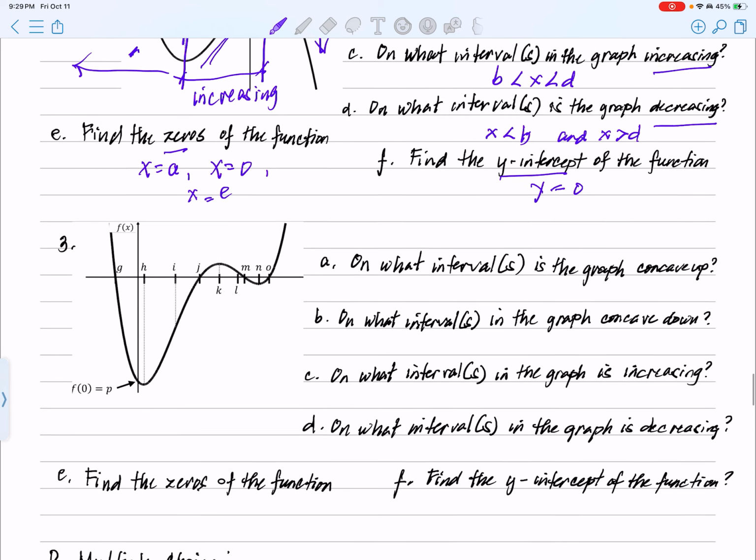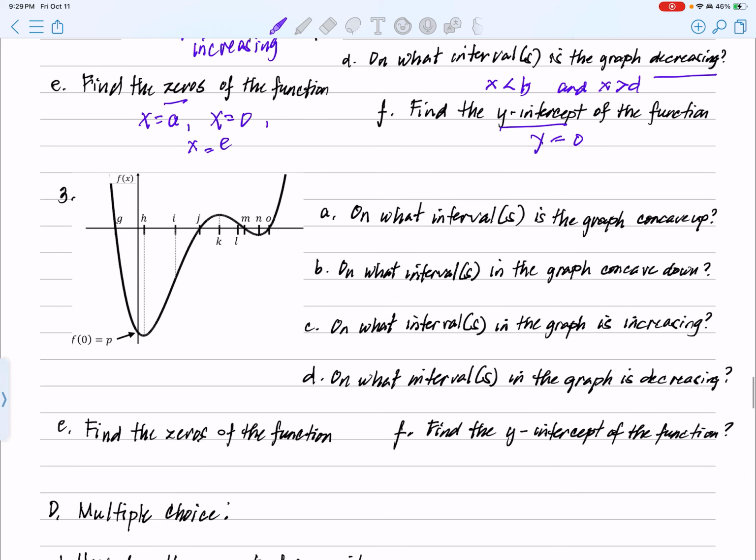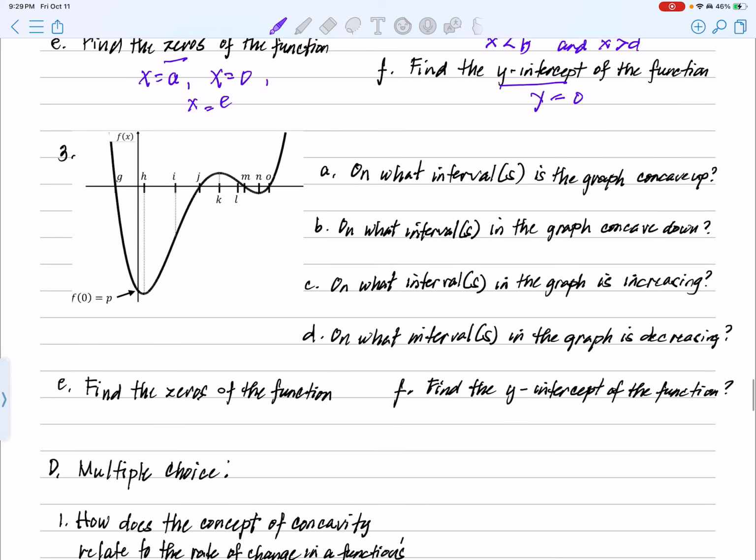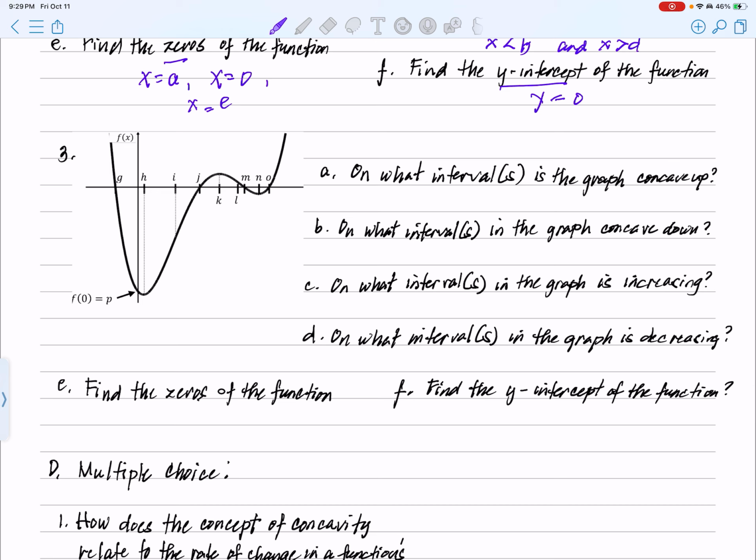Let's do graph number 3. On what interval? Concave up, concave down, increasing, decreasing, y-intercept, zeros. Hopefully you have mastered this already. But we don't have a number. It's like G, H, I, J, K, L, M, N, O. These are your points. Okay.